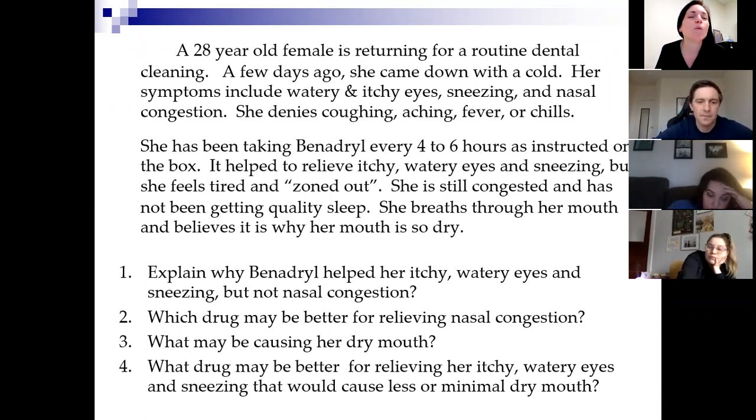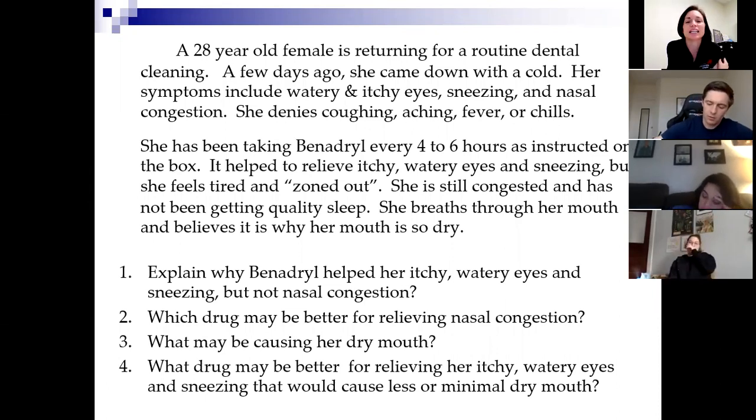Okay, what may be causing her dry mouth? The Benadryl has high anticholinergic reaction, right? Exactly. So the anticholinergic activity of the Benadryl will really give the dry mouth. And then what drug might be better for relieving her itchy, watery eyes and sneezing that would be less drying?